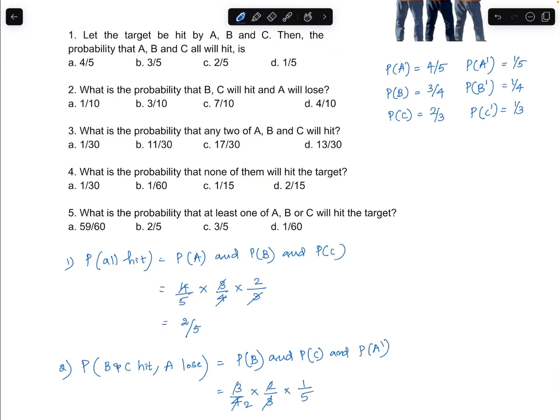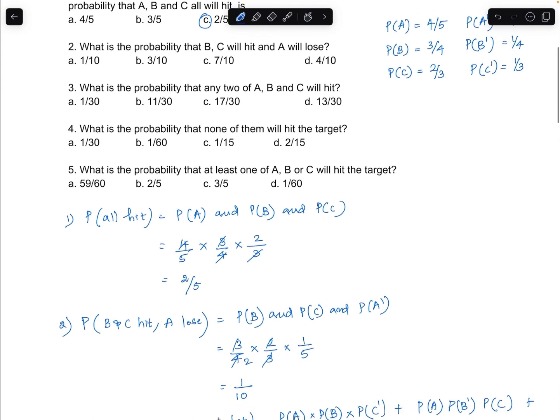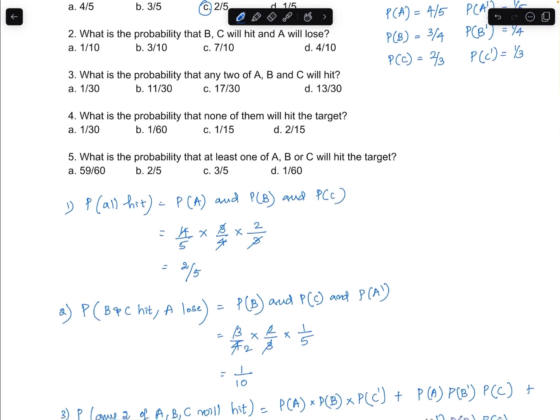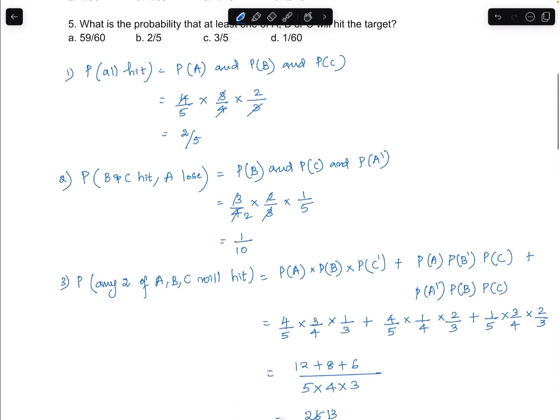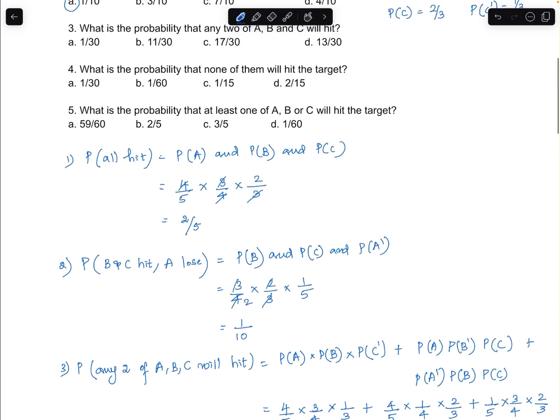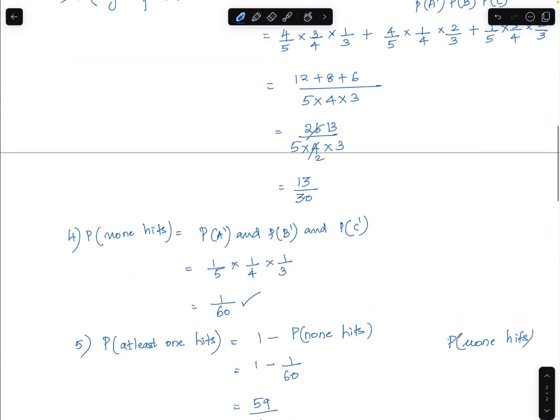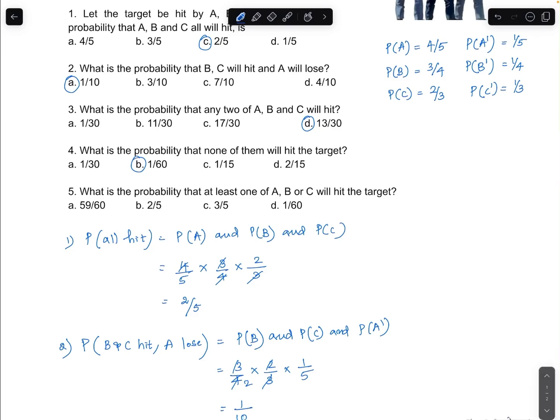The answer for the first one is option C. For the second one, it is A. For the third one, it is D. For the fourth one, it is B. For the fifth one, it is A.